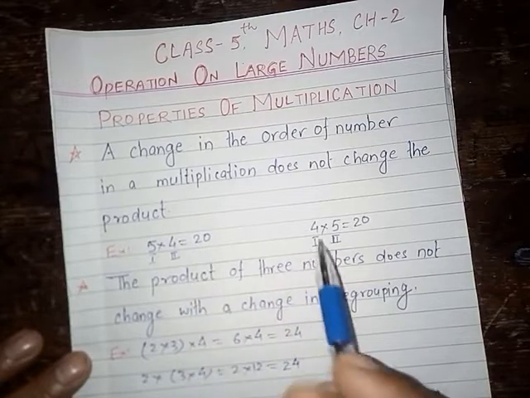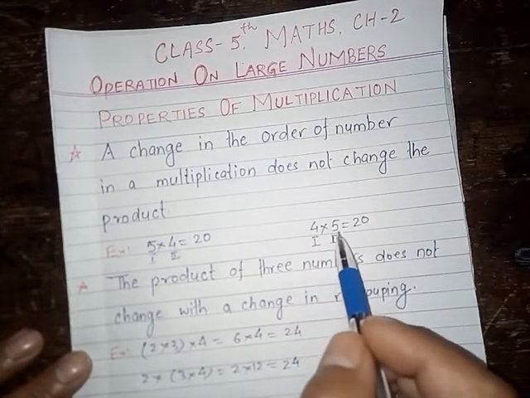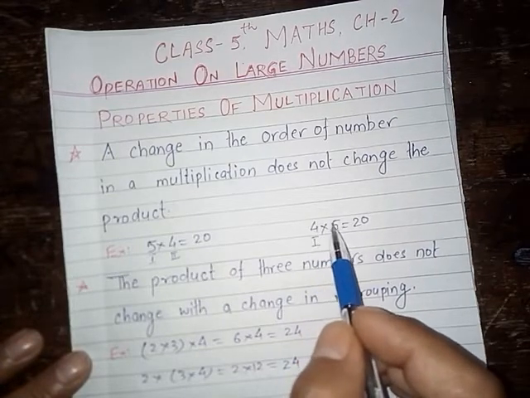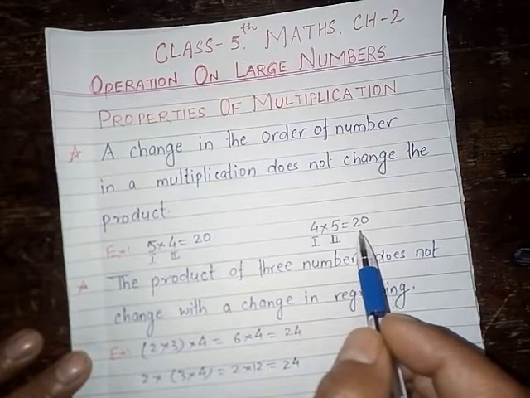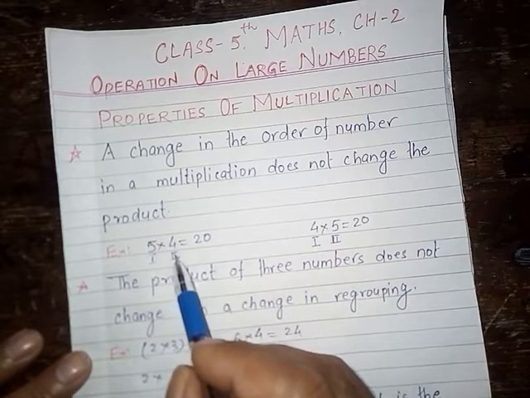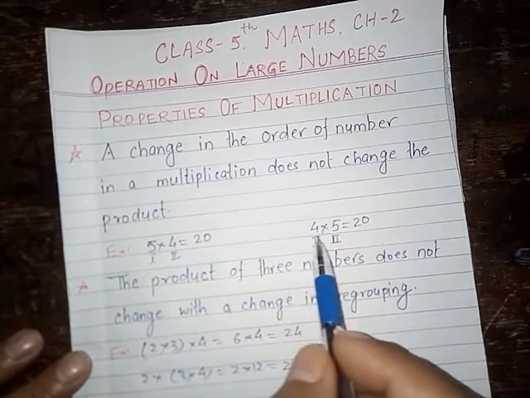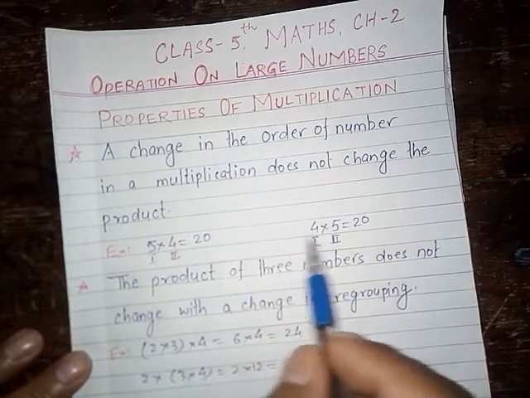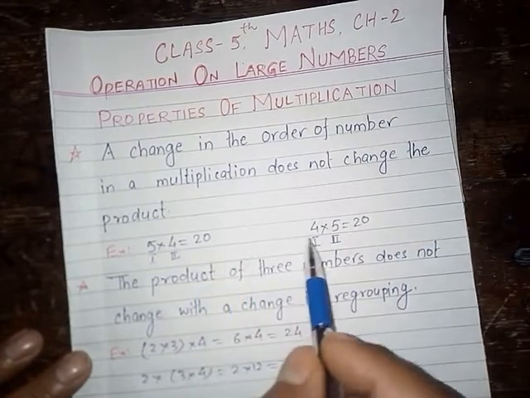But in the second example, 4 is the first number, 5 is the second number. After multiplication, what you are looking, the product will be 20. The meaning is if you change the order of any number, then the product would not be changed. The product will be the same as you are looking in these two examples.